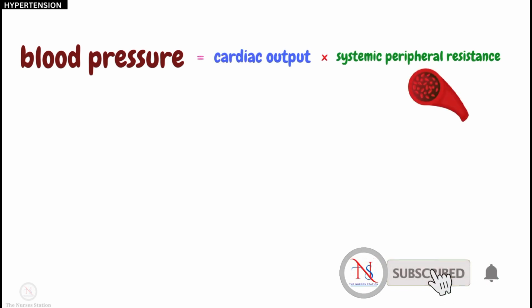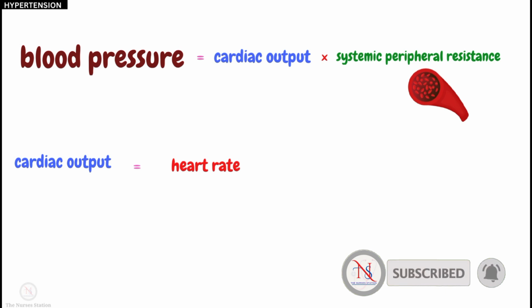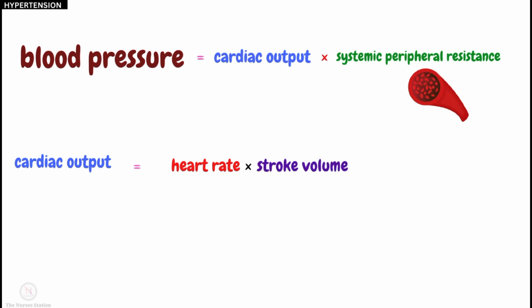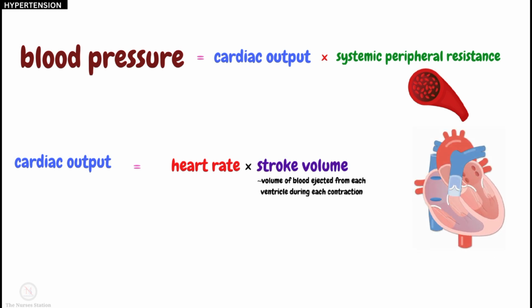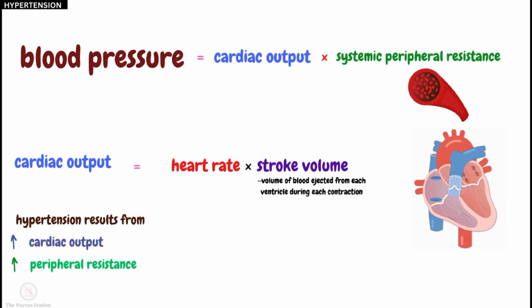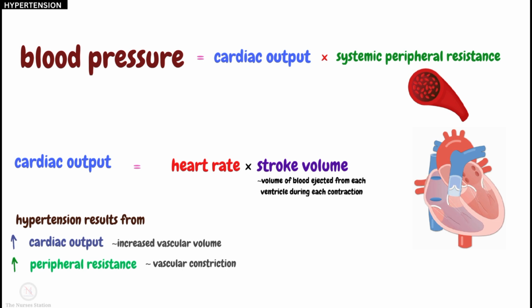Blood pressure is the product of cardiac output and systemic peripheral resistance. Cardiac output is the product of heart rate multiplied by the stroke volume. Stroke volume is the volume of blood ejected from each ventricle during each contraction. Hypertension can result from increases in cardiac output, increase in peripheral resistance, or both. Increase in cardiac output is often related to increased vascular volume. Peripheral resistance increases due to vascular constriction.